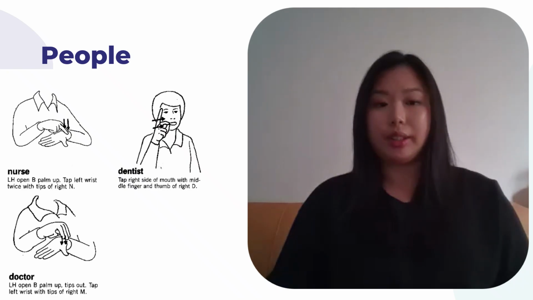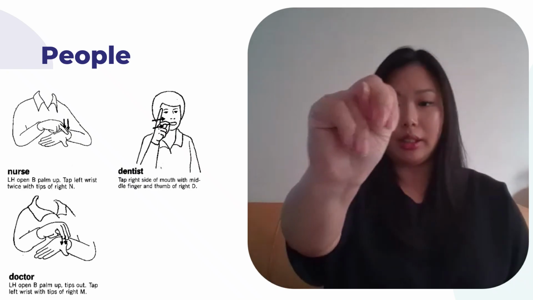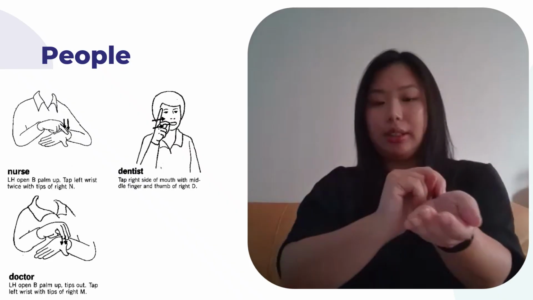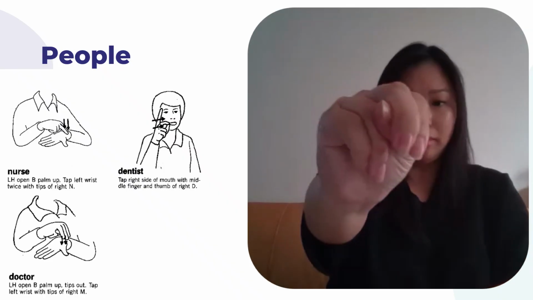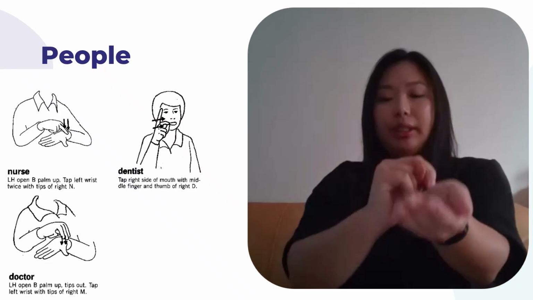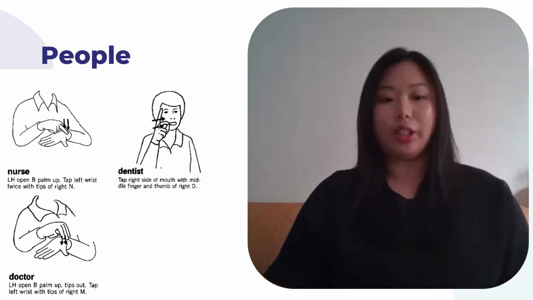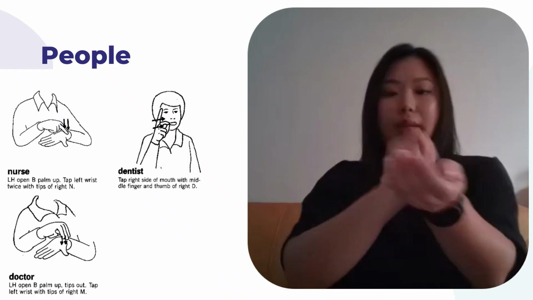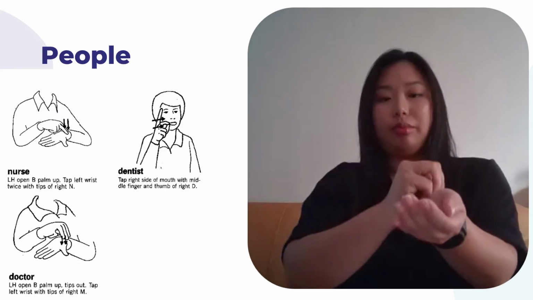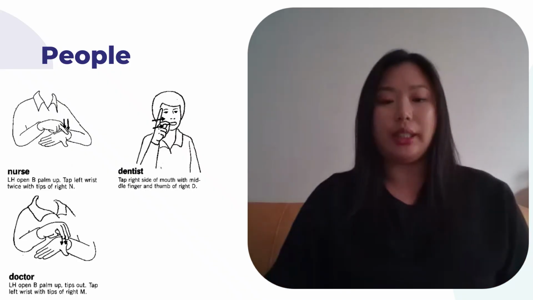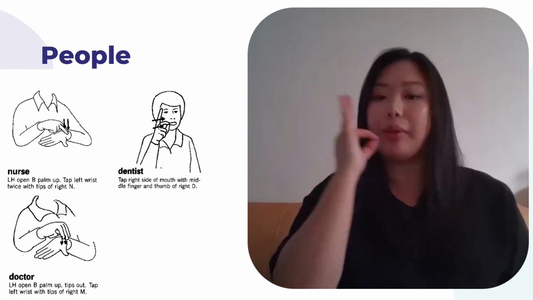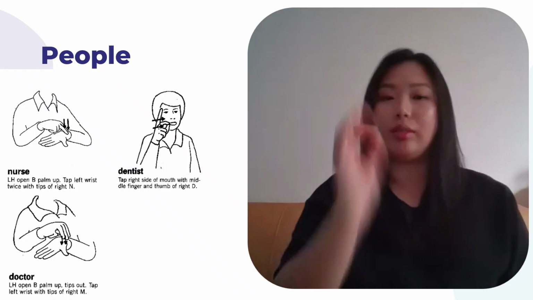For nurse, you make an N with your hand and then you tap your wrist as if you're taking your pulse. N, tap your wrist. For doctor, it's similar, but you make an M with your hand and tap your wrist. For dentist, you make the shape of a D and then tap your teeth. Dentist.